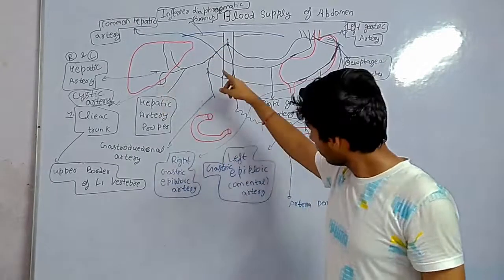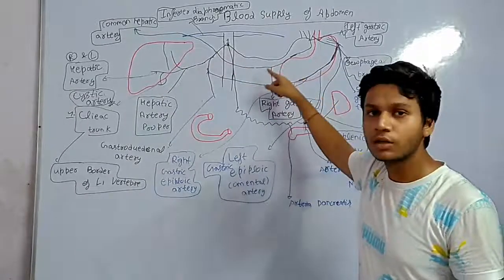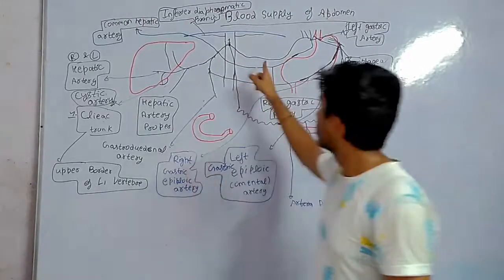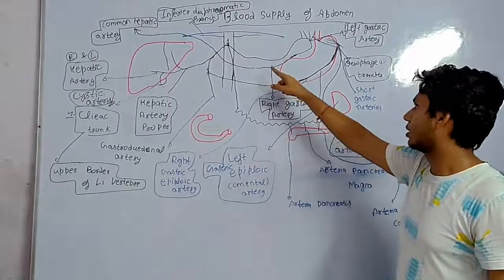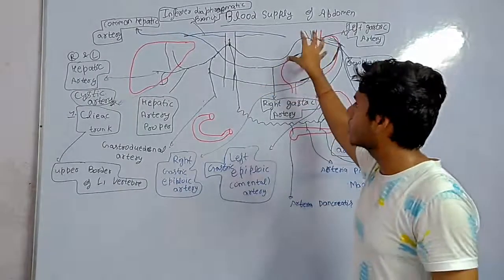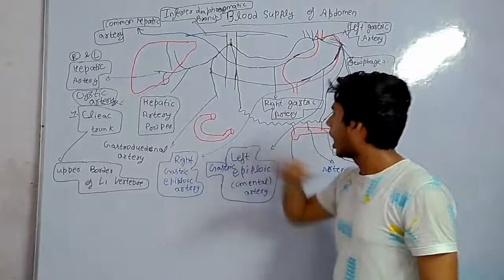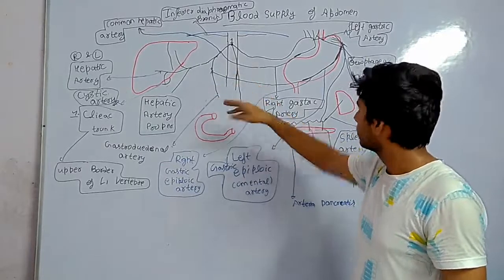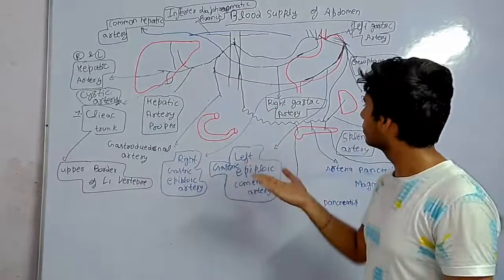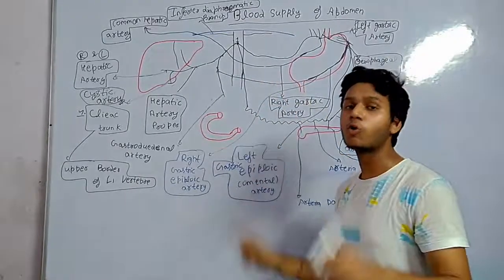Then the common hepatic artery also gives a branch to the lesser curvature of the stomach, which continues as the right gastric artery and anastomoses with the left gastric artery. The left and right gastric arteries anastomose at this level, the lesser curvature of the stomach. Then the gastroduodenal artery also gives a branch which supplies the greater curvature of the stomach. This branch is called the right gastroepiploic artery or omental artery.